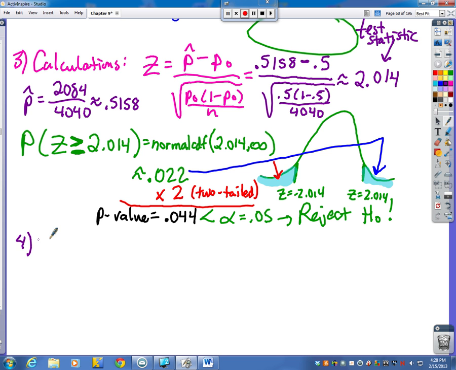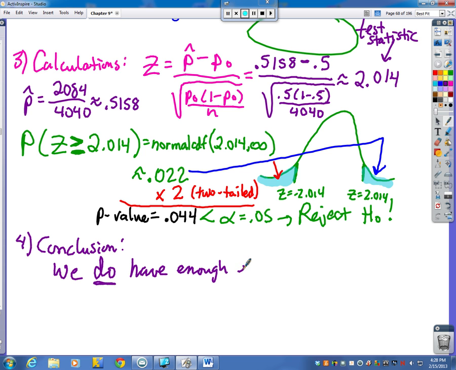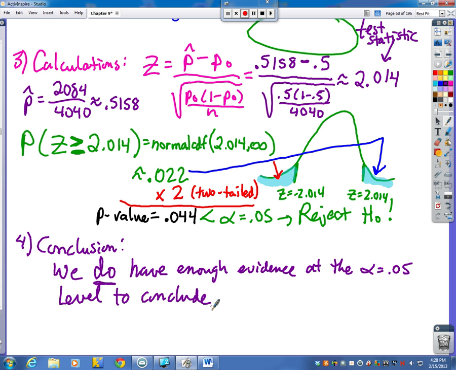So now number 4, conclusion. We're going to use our stereotypical statement that we have been using. We do or do not have enough evidence. We're going to say we do have enough evidence at the alpha equals 0.05 level to conclude. And this is where we want to refer to the alternate hypothesis, which was that the proportion of heads is not equal to 50%.